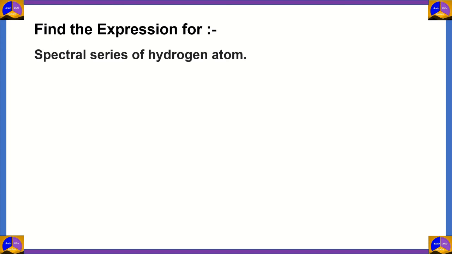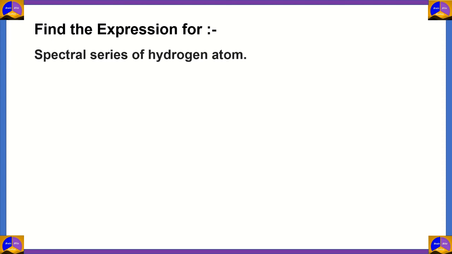So we're going to find out exactly what is the relation between wavelength and the spectral series. So the energy levels and the wavelength are related together in order to find the formula for a spectral series of hydrogen atom, and that is what we're going to find out.